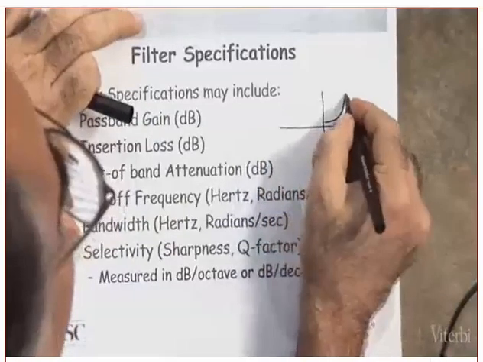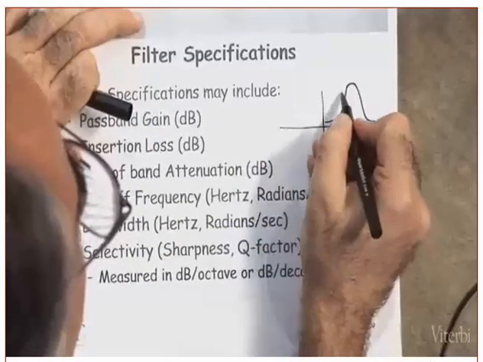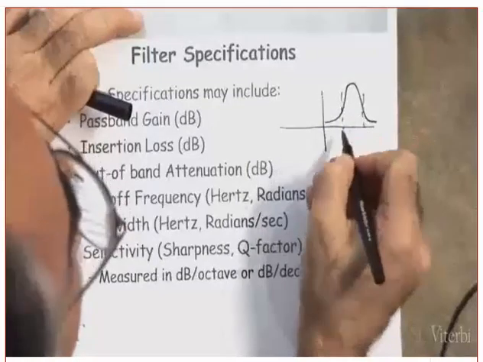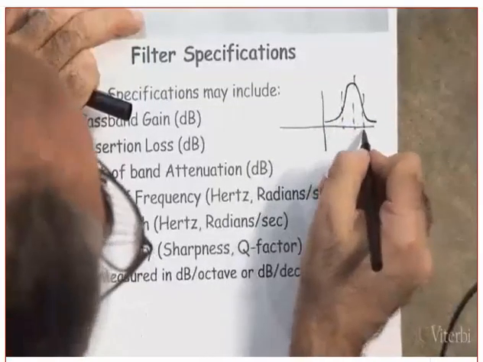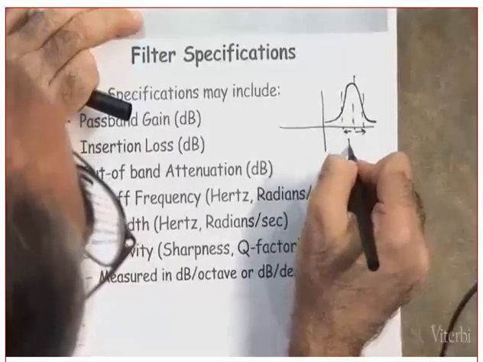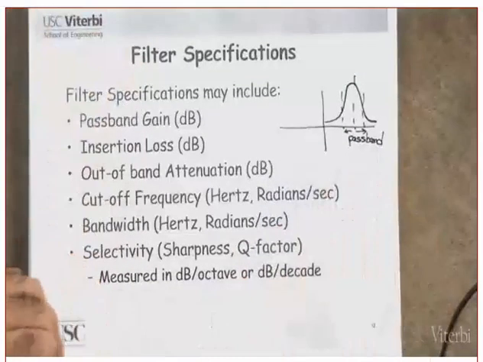Let's see if you can help me. Let's assume that this is a filter. What type of a filter is this? Band pass filter. And let's assume that this is the center frequency. Yes? Where is the passband? This is the passband. Agree?